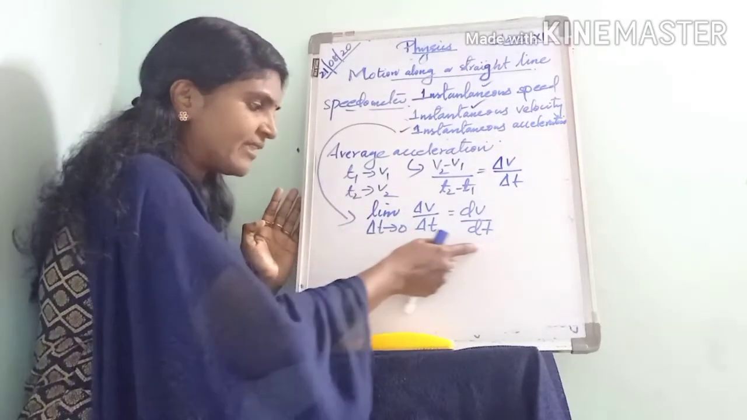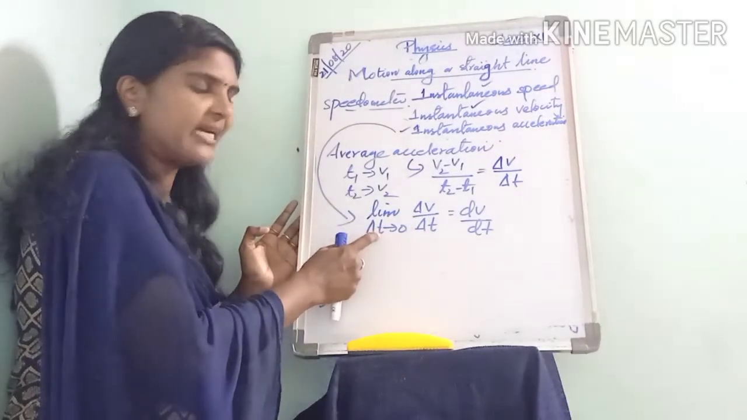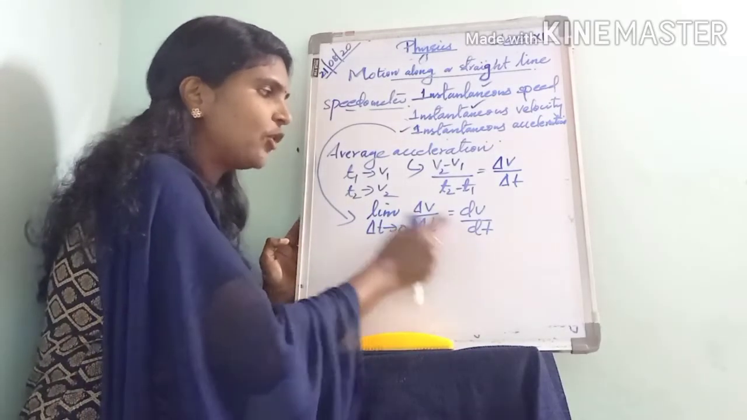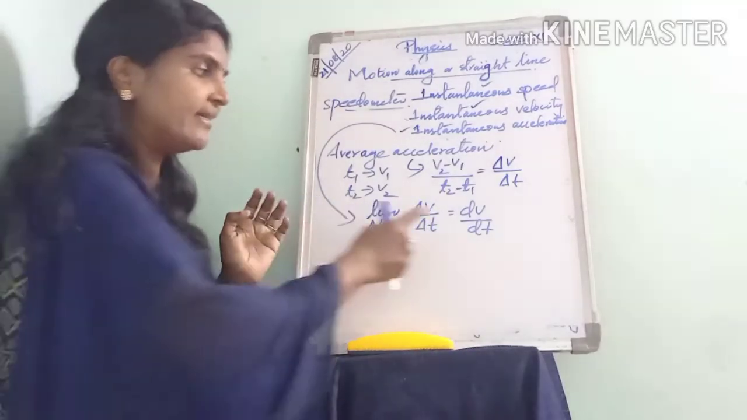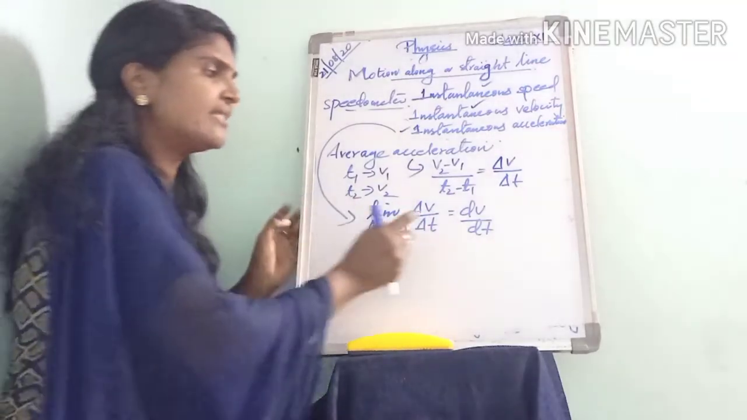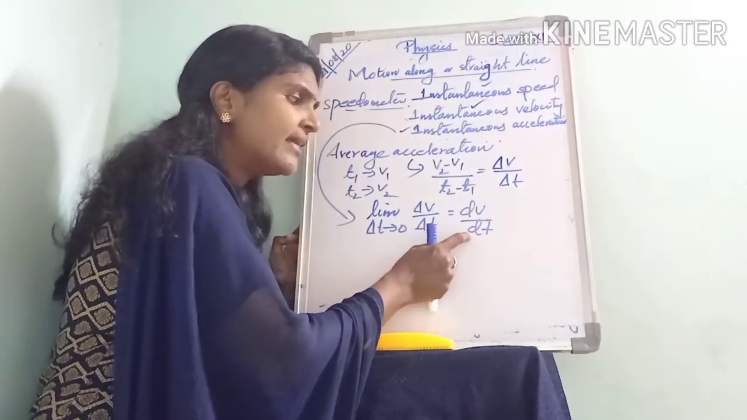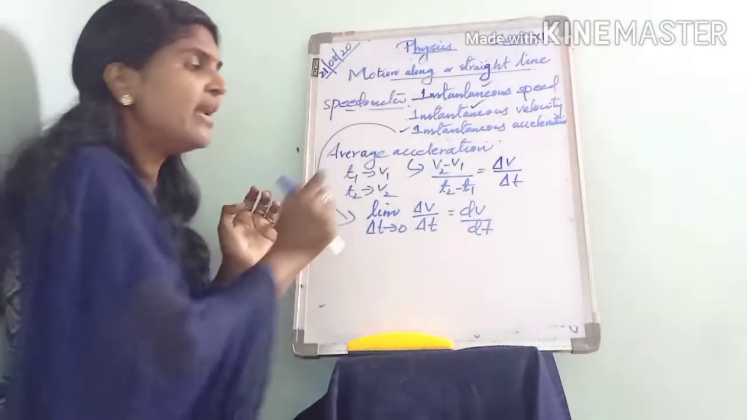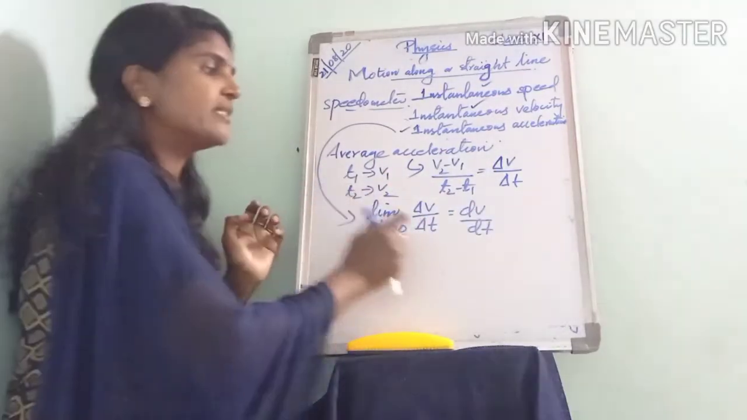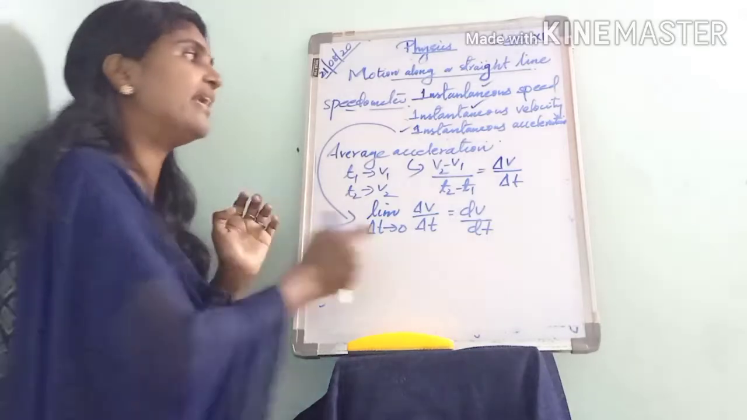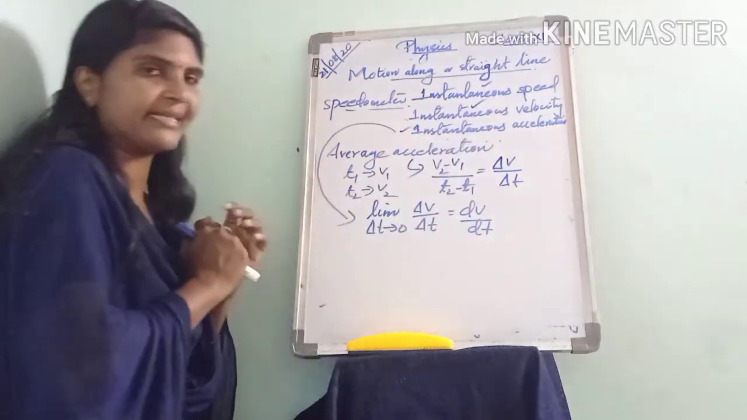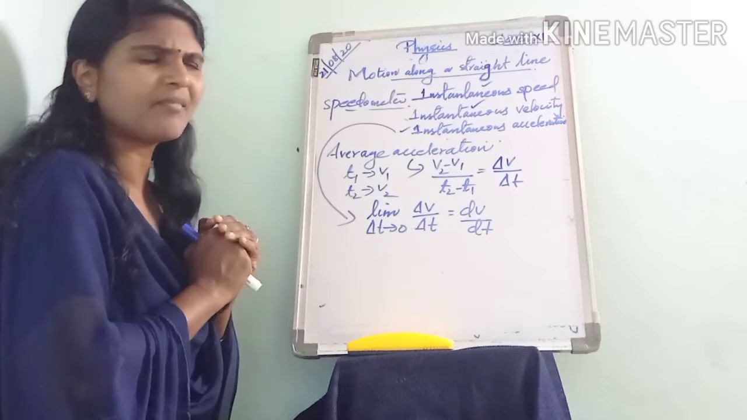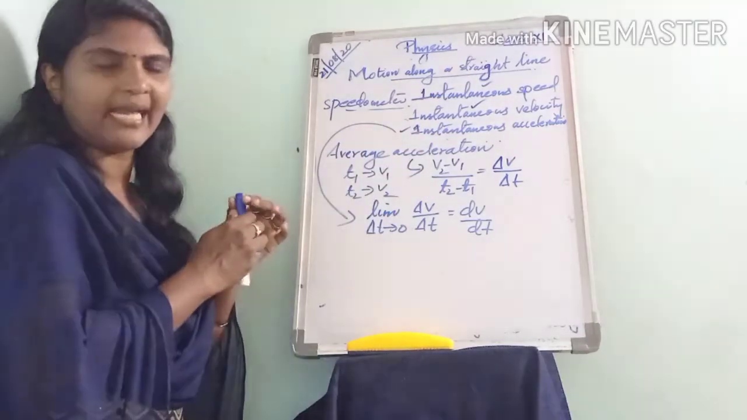We can represent this mathematically as limit delta t tends to 0, delta v divided by delta t, which is equal to dv divided by dt. That is a small change of velocity by a small change of time. Actually, d represents a small change. So a small change of velocity by a small change of time gives the instantaneous acceleration. Is it clear for you?